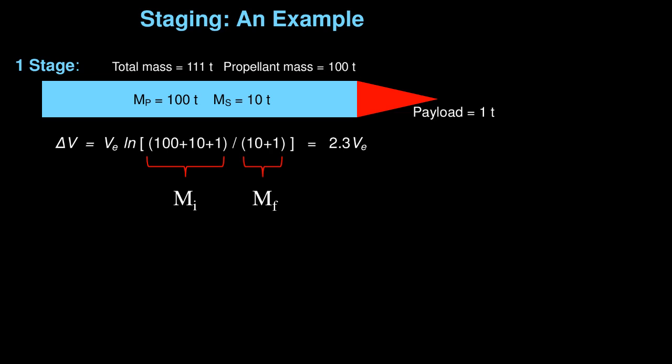The other thing that the rocket equation does is it explains why you want to go to multiple stages. And so here's a simple example that tells you why it helps to break a rocket into stages. Look at a missile with a total mass of 111 tons, 100 tons of which is propellant mass, 10 tons of which is structure, and 1 ton of which is payload. If you just apply the equation I showed you before, you've got the initial mass over the final mass, and you get a velocity change of about 2.3 times the exhaust velocity.